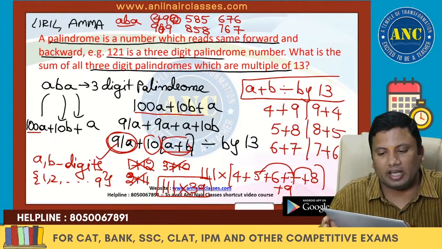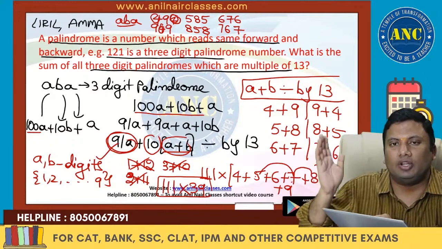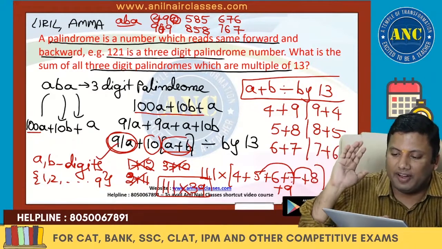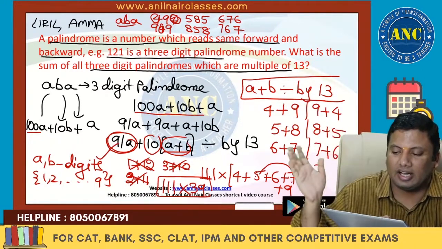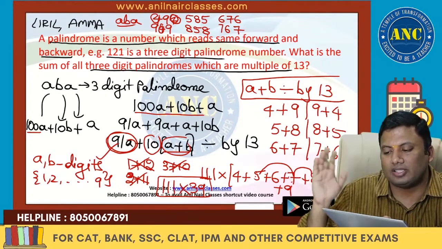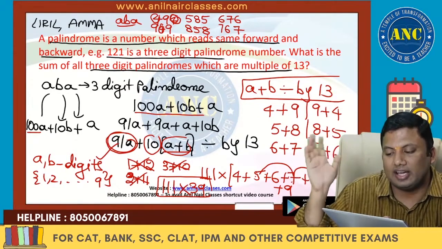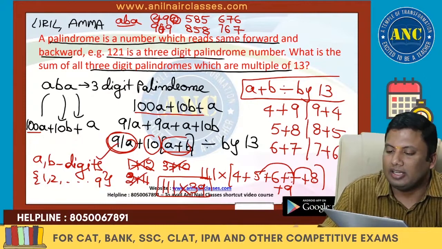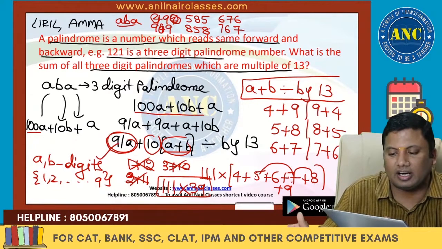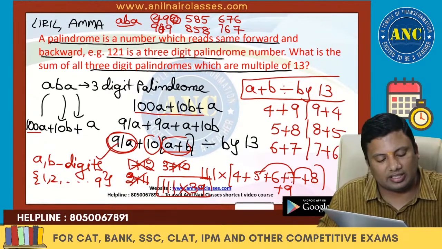Why did 111 come into the picture? 4 is there in units, tens and 100. 5 is there in units, tens and 100. 6 is there in units, tens and 100. 7 is there in units, tens and 100. 8 also units, tens and 100. 9 also units, tens and 100.